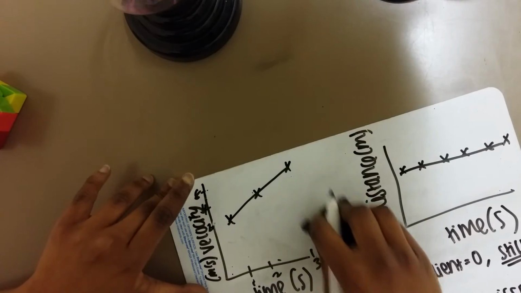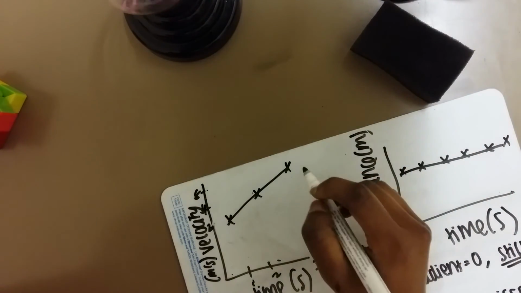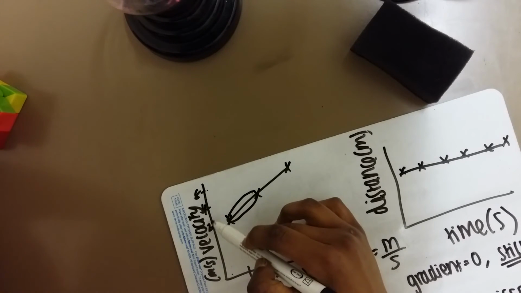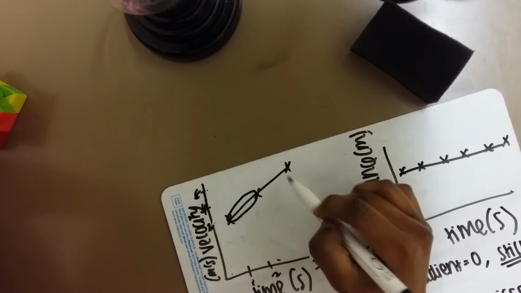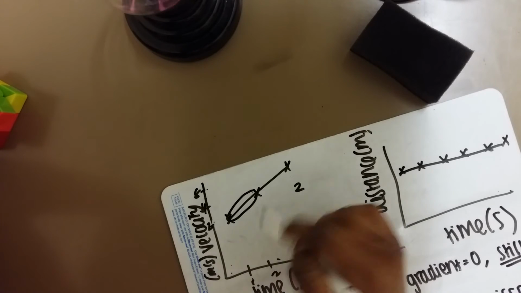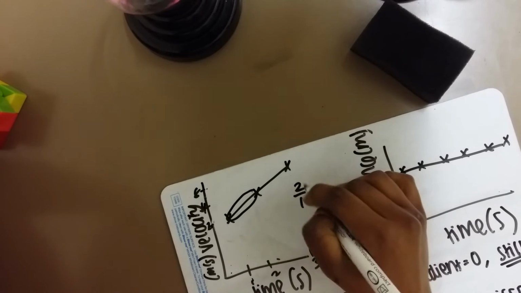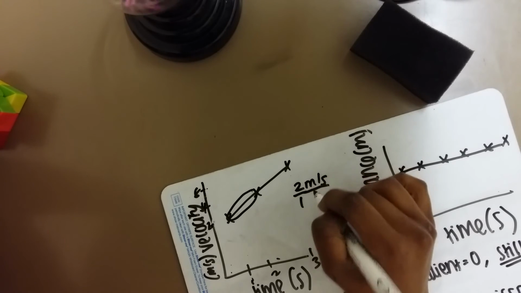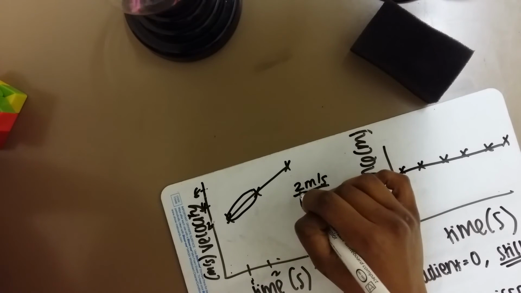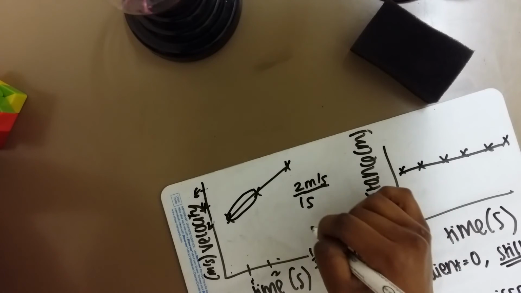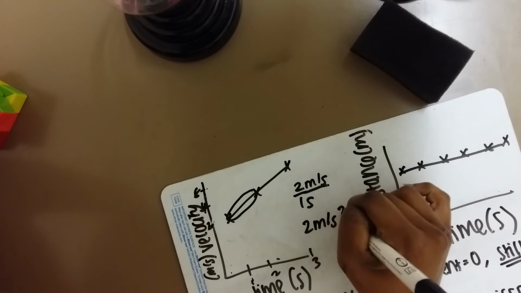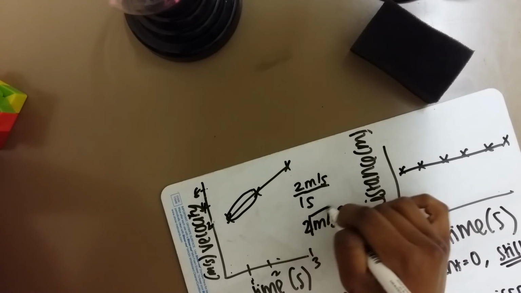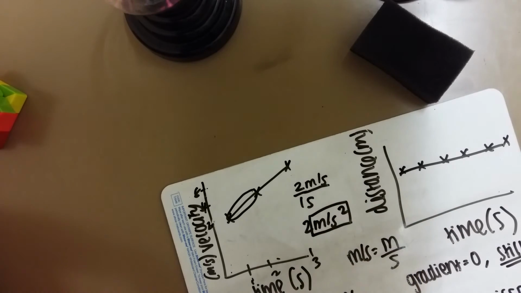If we plug that into the equation from before, change in velocity over time taken: for this period, the change in velocity is 4 minus 2. So that is 2 over the time taken, which is 1 second. So the change in velocity, in meters per second, over time taken is 2 meters per second per second. So that's 2 meters per second squared.